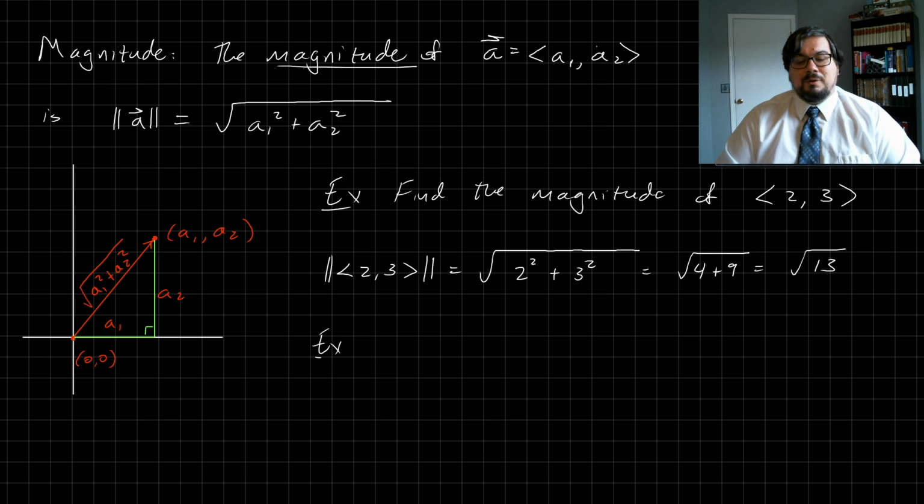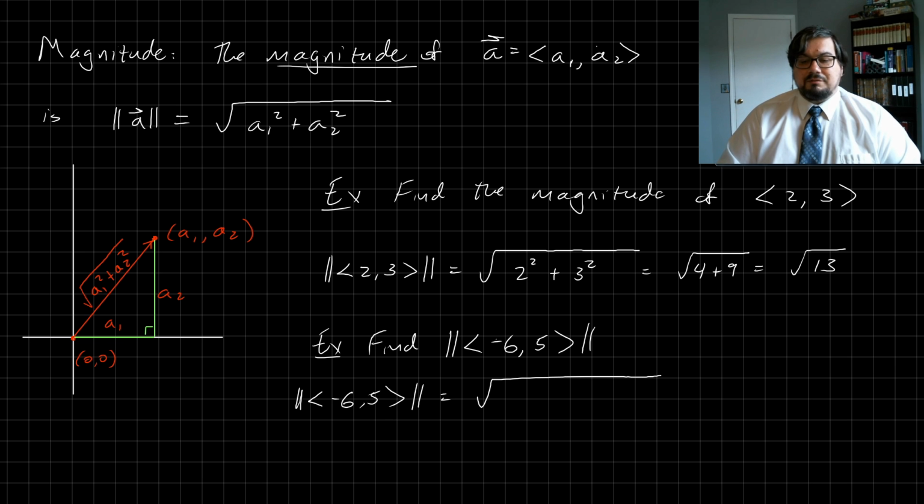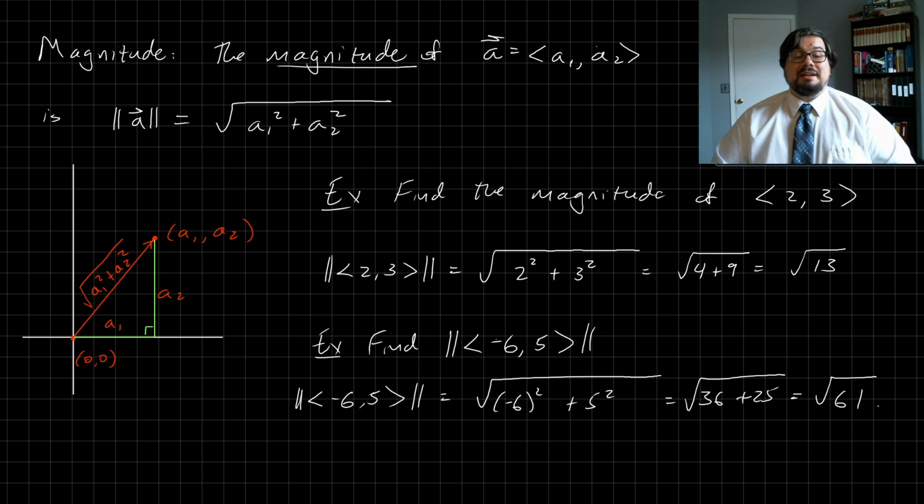I can't really do a whole lot more examples. So if I ask you to find the magnitude of -6, 5, we're going to get something very similar. The magnitude of -6, 5 is equal to the square root of -6 squared plus 5 squared, which gives us the square root of 36 plus 25, which is the square root of 61. So the magnitude of a vector is given just by this formula right here. Now, actually knowing the magnitude is very important in many cases. But before we can start seeing those applications, we need to look at some of the other things that we can do with vectors.